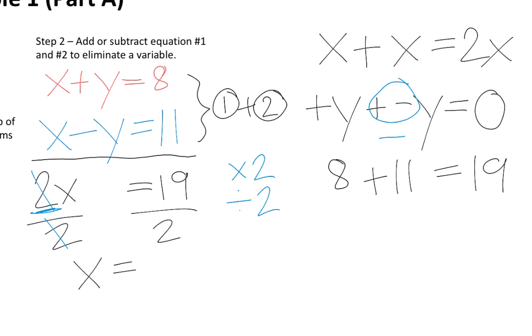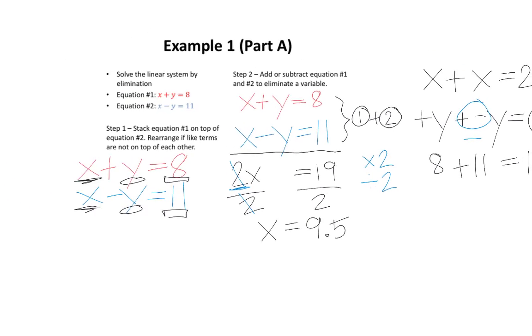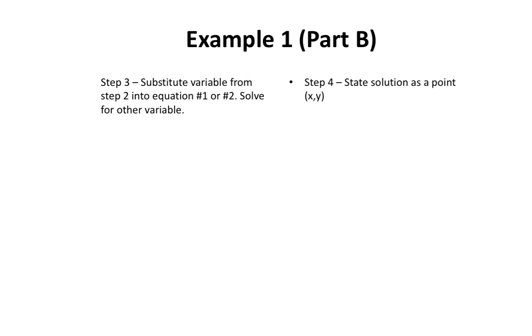And I'm going to change this into a decimal, which is 9.5. Now at this point, you could also try subtracting the two equations, but since we've already eliminated a variable and isolated a variable, therefore I think we can stop because we have x equals 9.5.